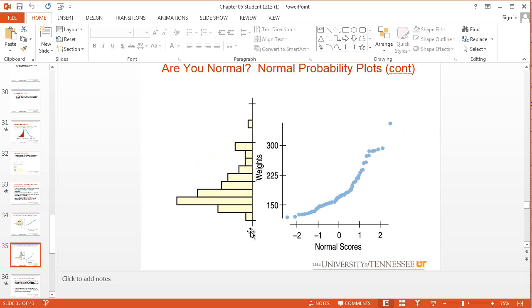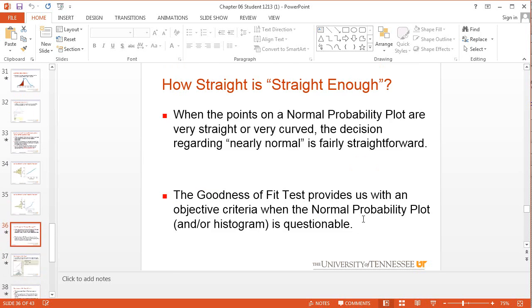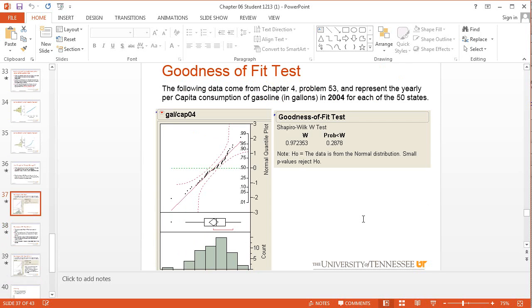Remember, first, look at the histogram. Does it look normal? Second, look at the normal probability plot. Does it bend? Well, this doesn't look normal and this bends. That suggests to me that this isn't a normal distribution. The final test we can do actually uses real statistics and gives us a more definite answer. We can use the goodness of fit test.